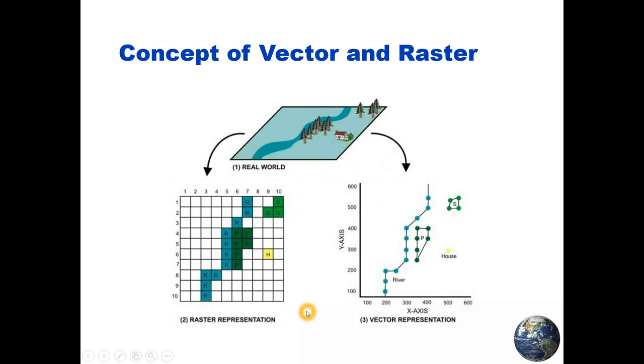Whereas in the raster data representation, it's a matrix of pixels, square grids that represent the real world, whereas the river is represented as a combination of pixels forming a linear pattern. So do the trees, and a house is represented as a single pixel, as compared to a point in a vector data representation.